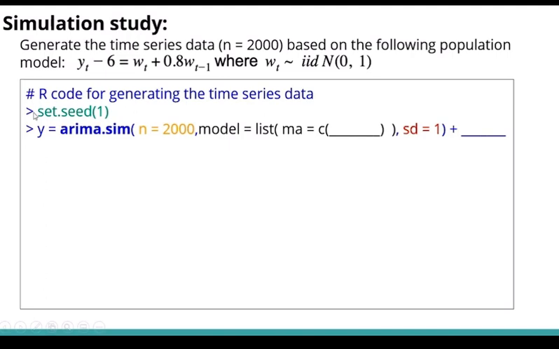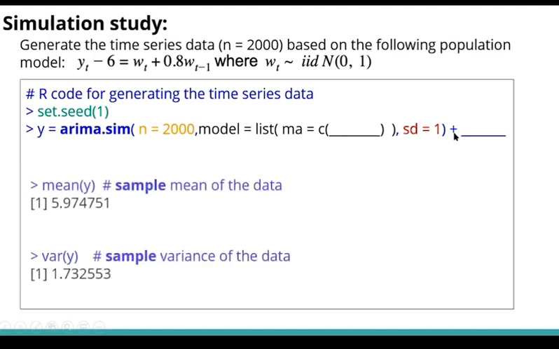I told you the other time the essence of setting a seed is for reproducibility. So you're going to write y equals arima.sim, and of course the number of data points, and the model. What is missing right here is actually 0.8, and what is missing here is going to be 6. It's going to be the mean. You're going to put the mean right here. That's what is missing.